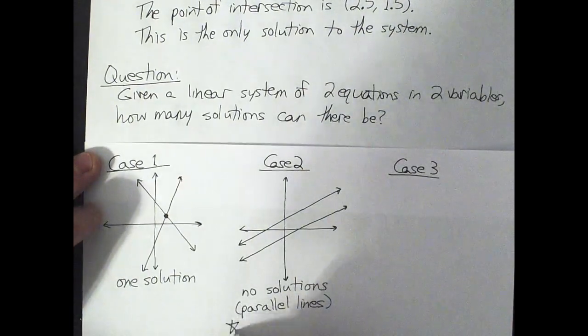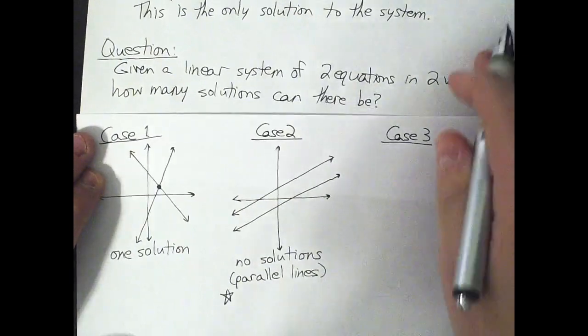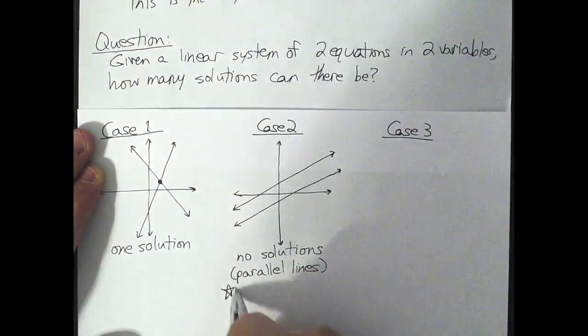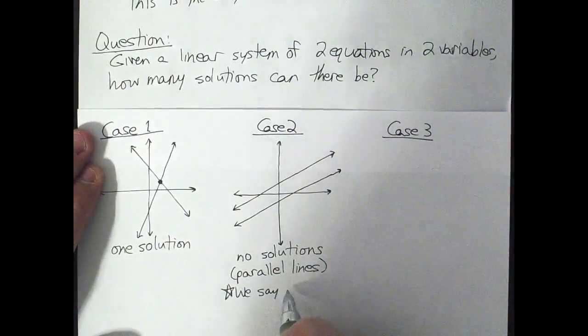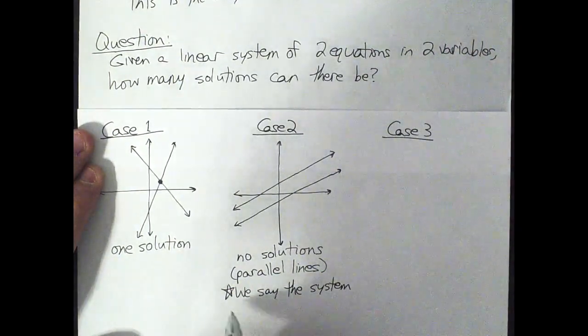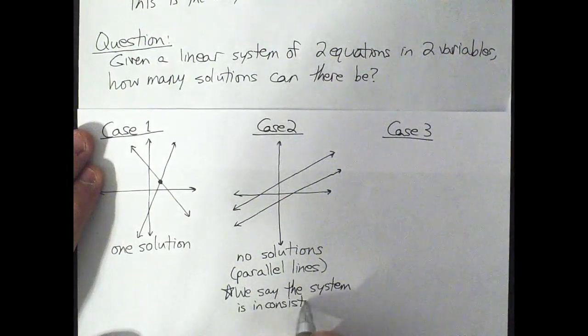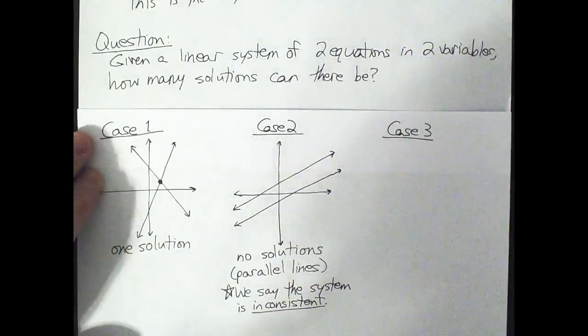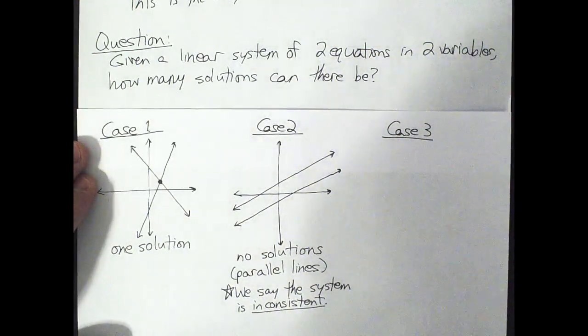So we have another name for this that I'll write underneath it. We say the system is inconsistent. It's an inconsistent system. It has no solutions. It's still a linear system, though.